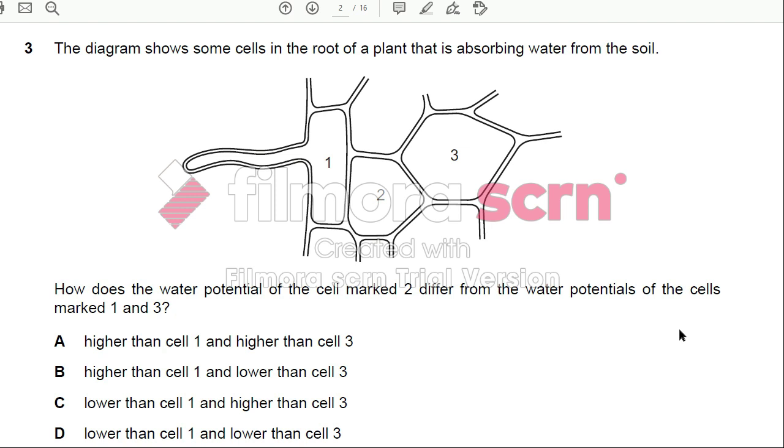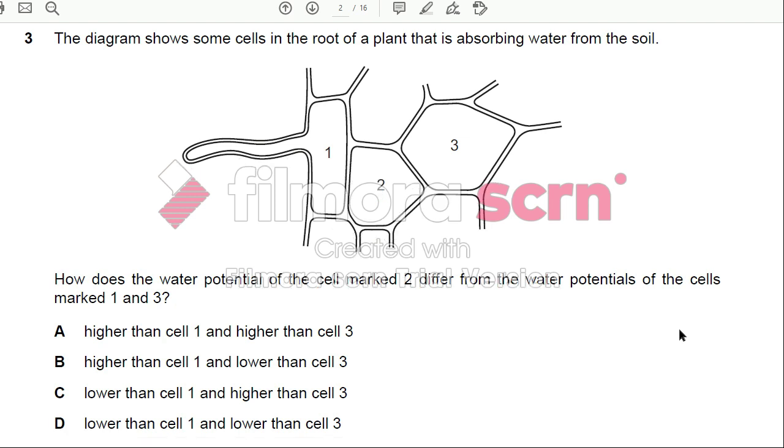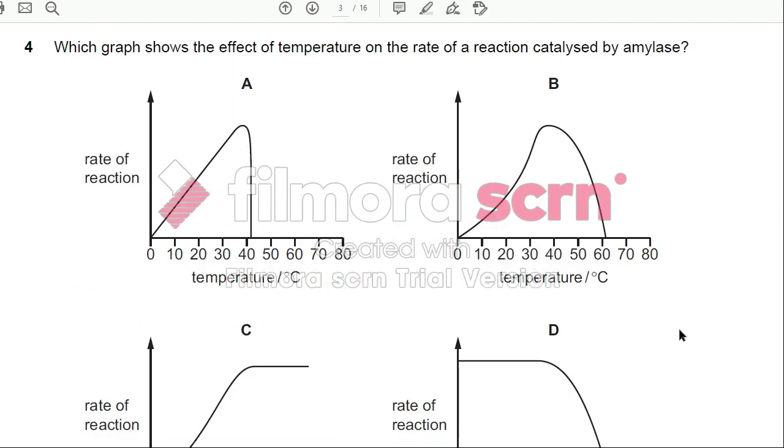A, higher than cell 1 and higher than cell 3, incorrect. Cell 2 cannot have higher water potential than both cells 1 and 3 at the same time. B, higher than cell 1 and lower than cell 3. Again, it is higher than cell 1, incorrect. C, lower than cell 1 and higher than cell 3 is the correct answer. Option C is the correct answer for question 3. Now we move to question number 4.